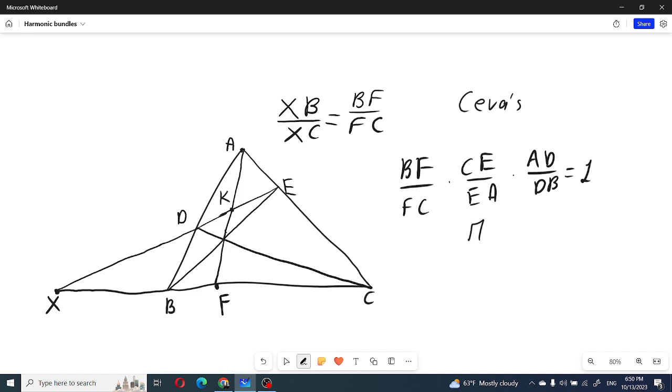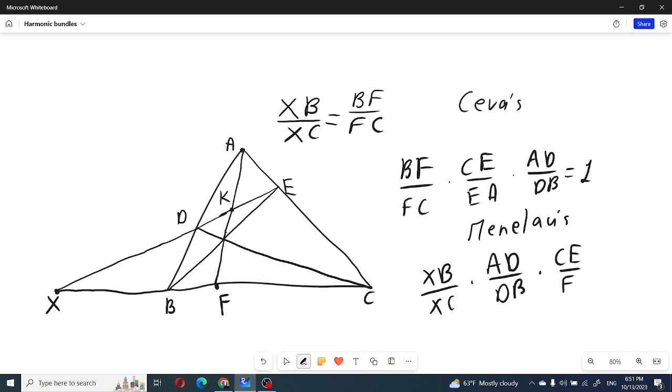In this case, the intersecting line must be the XDE line, and ABC must be our triangle. So we will get that XB over XC multiplied by AD over DB and multiplied by CE over EA equals 1. Now if you look at these terms, BF over FC and XB over XC are the only different terms in both equations, so this means that they must be equal to each other.